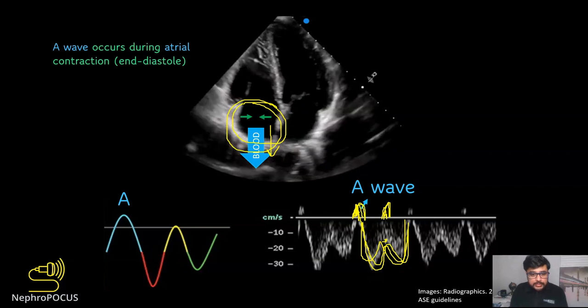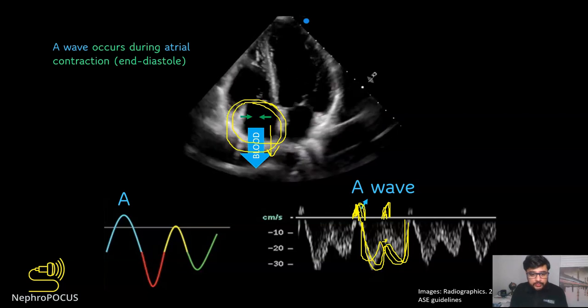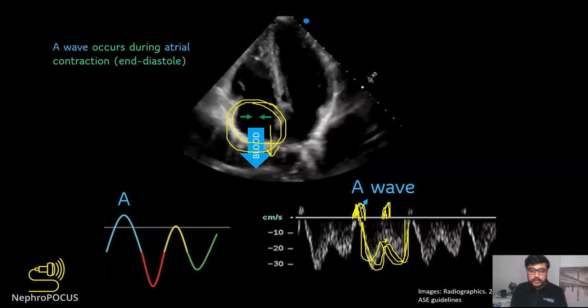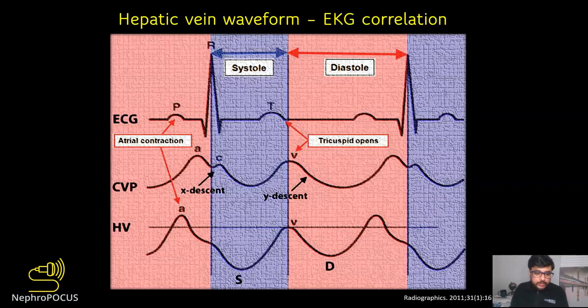it creates confusion. Is this A wave, S wave, V wave, and D wave, or is this V wave, D wave, A wave, and S wave? We don't know unless you have EKG. So let's see the EKG hepatic vein relationship.